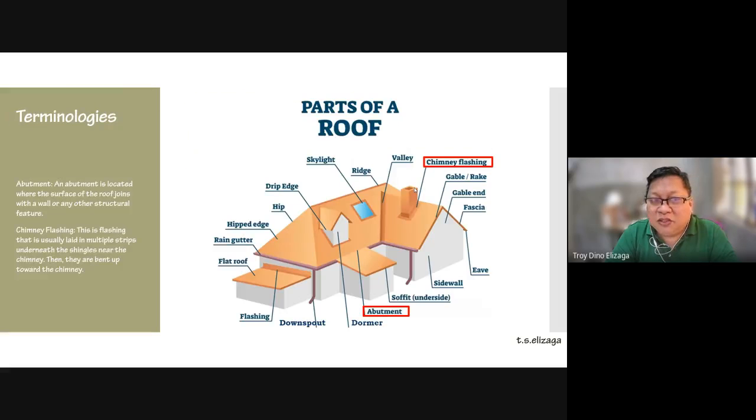We start off with abutment. An abutment is located where the surface of the roof joins with a wall or any other structural feature. An abutment is simply an extension or a projection away from, say, a wall. So in the drawing you see here, there's an abutment, an extension of the roof. And then chimney flashing.